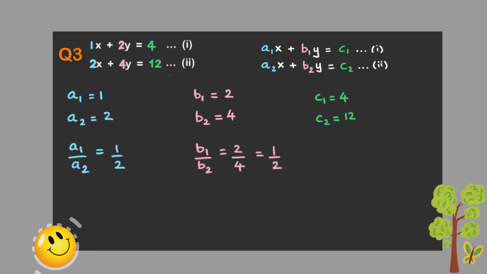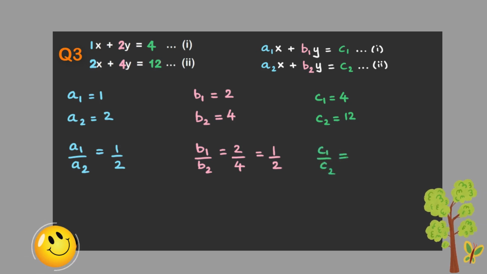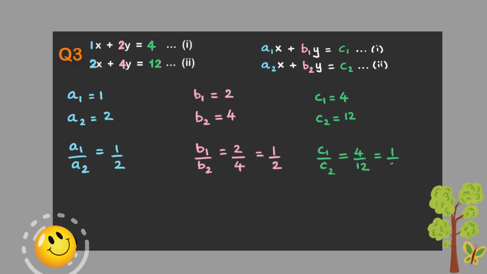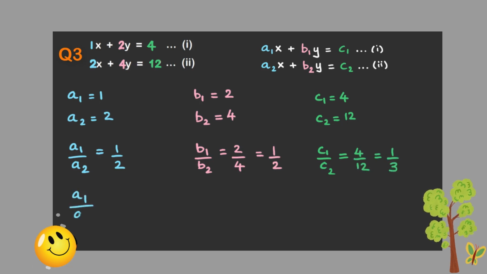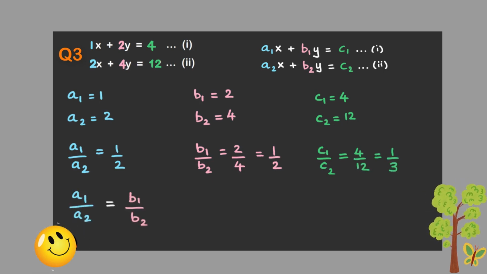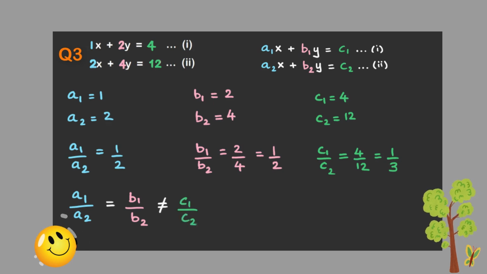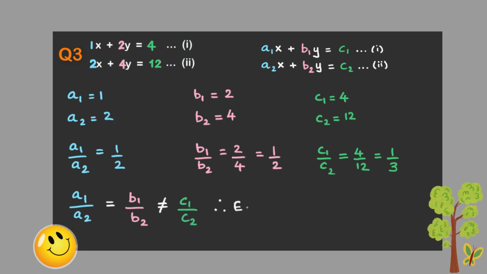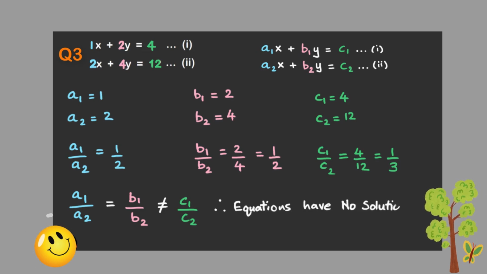Since a1 by a2 is equal to b1 by b2, once again we need to check c1 by c2, and c1 by c2 is equal to 1 by 3. So let's see what do we have here. We have a1 by a2 equal to b1 by b2, but that's not equal to c1 by c2. So this is our case 3. The two equations have no solution.